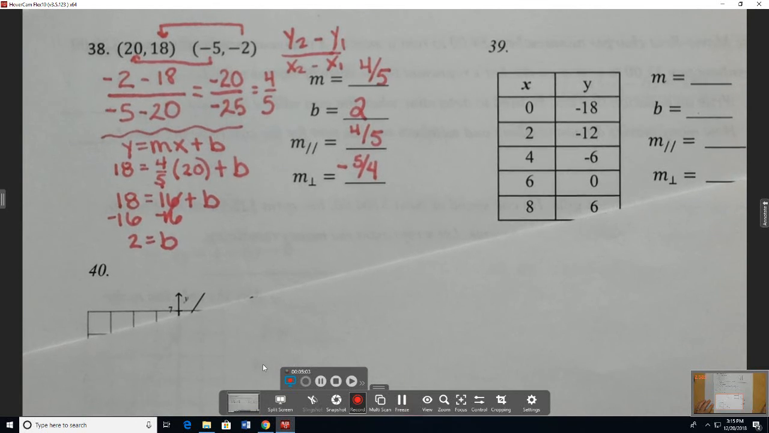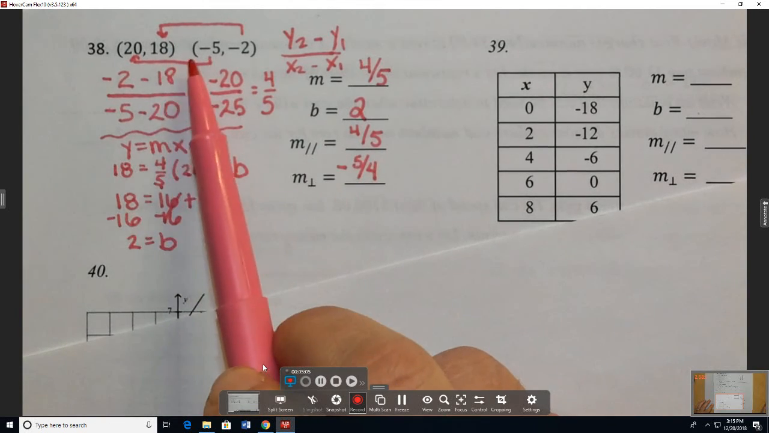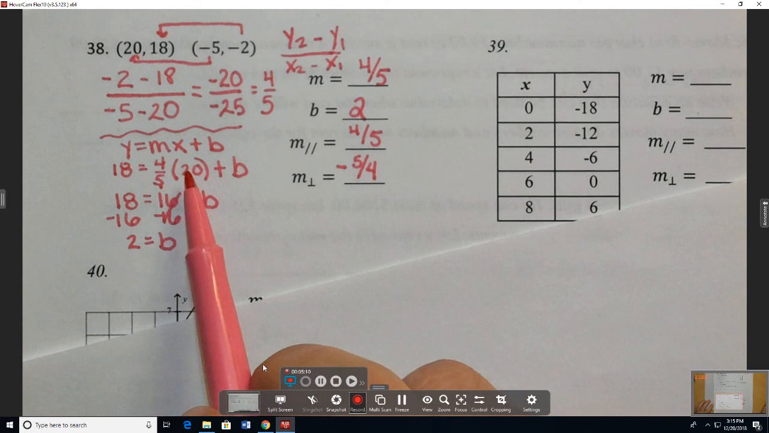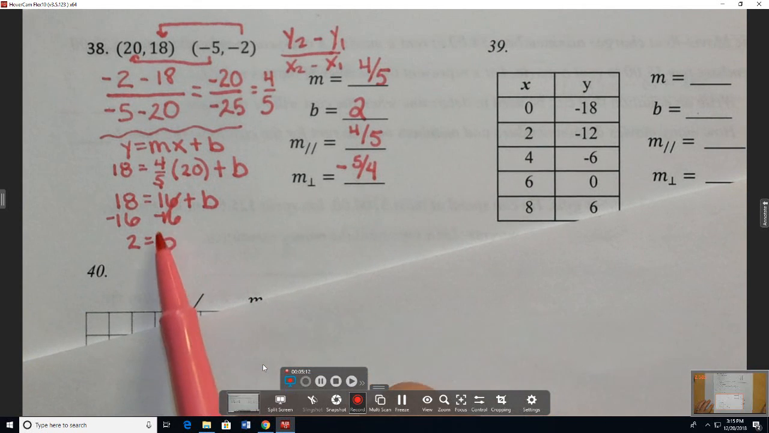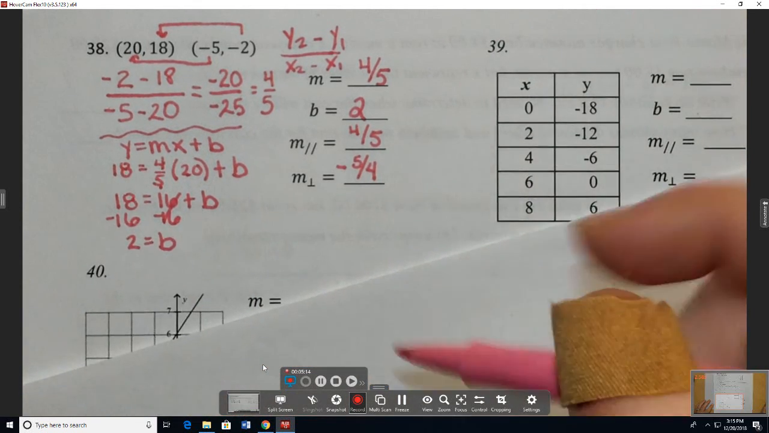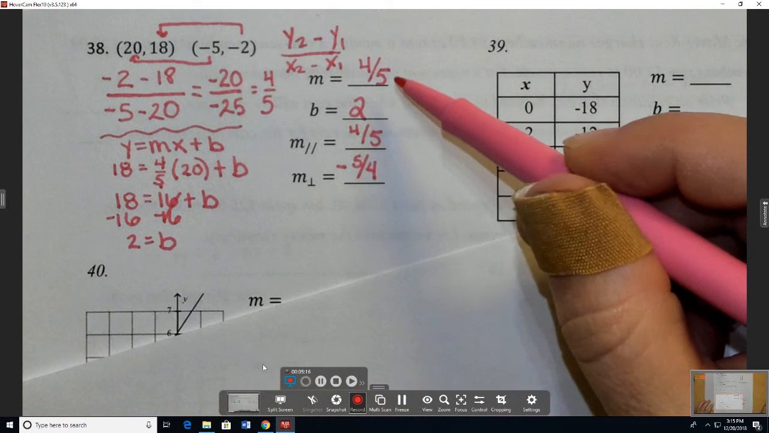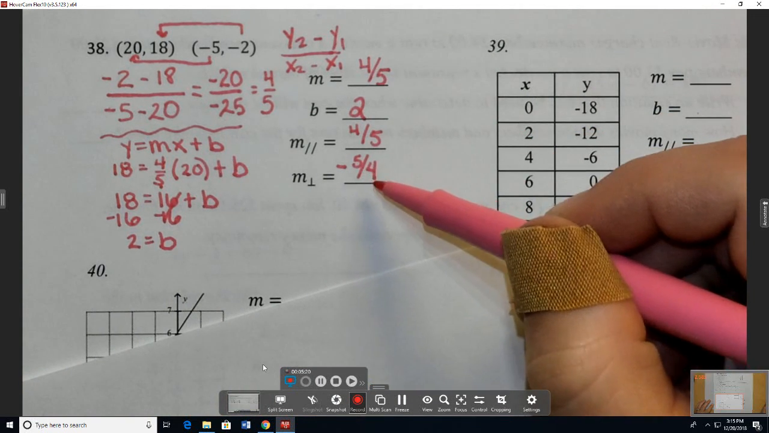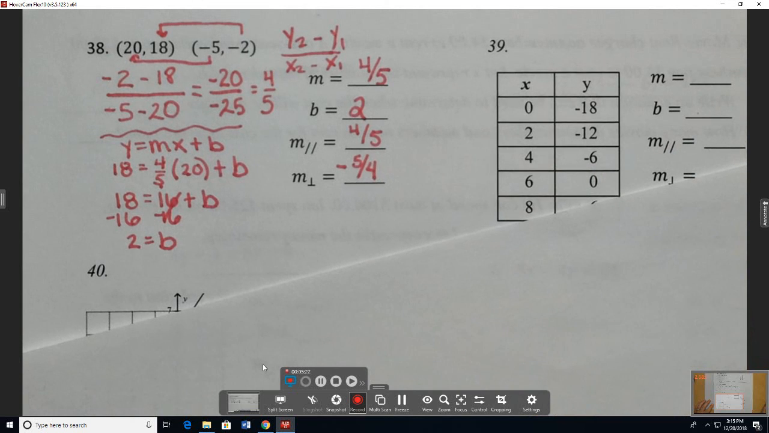Okay, so again on this question, in order to find the slope, we needed to use the slope formula for 2 points. In order to find the b, we plug in m, x, y, and then solve for b. The slope of any line parallel will be the same as the original slope, and the slope of any line perpendicular would be the opposite reciprocal. So flip the fraction, change the sign.